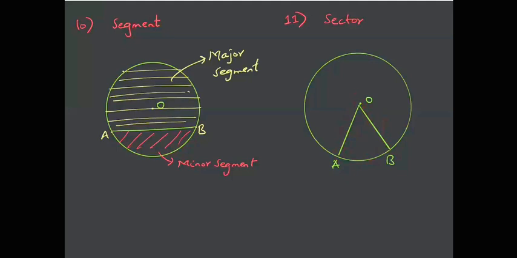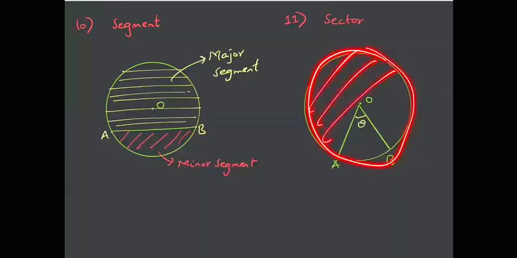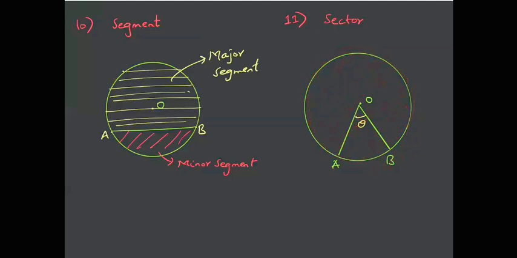Let us see what is the formula for area of the sector. Let us say this sector subtends an angle theta at the center. That is, the arc AB subtends an angle theta at the center. If the circle is full, then we know that the area is pi r square. If it is half, then the area is pi r square by 2.